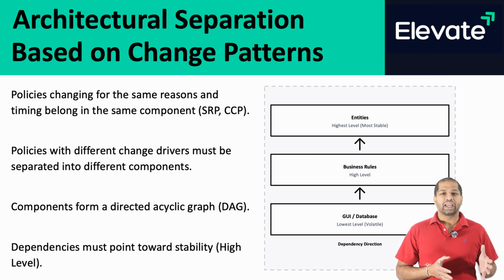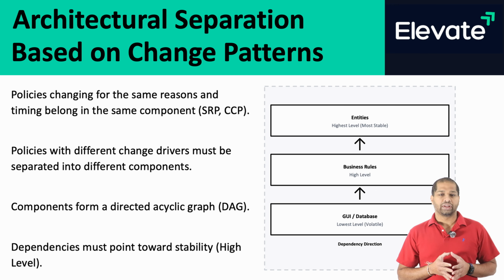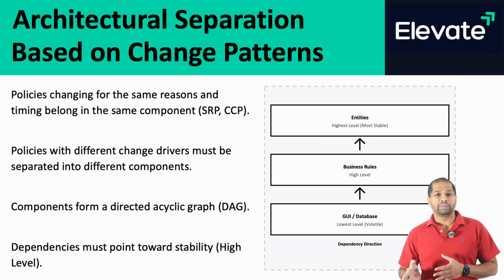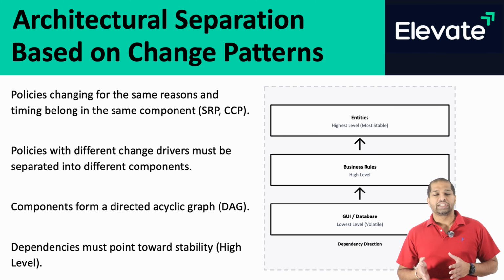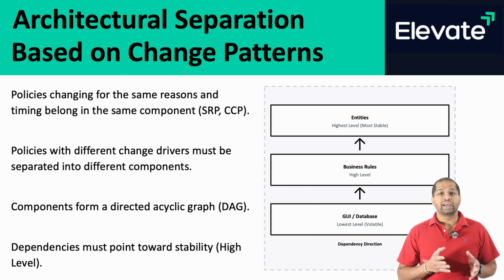The key to a stable architecture is separation based on change. Policies that change for the same reasons should be grouped together, following the single responsibility and common closure principles. Crucially, our dependencies must always point towards stability. This means our volatile, low-level components must depend on our stable, high-level components, forming a directed acyclic graph.